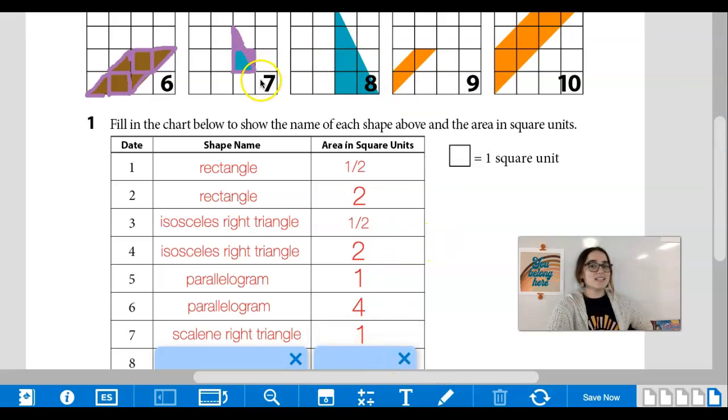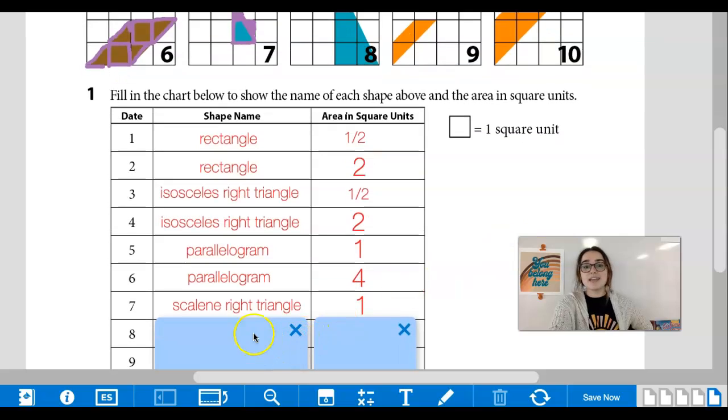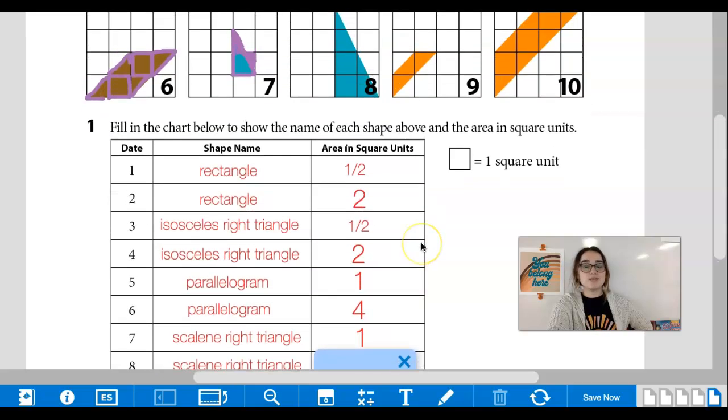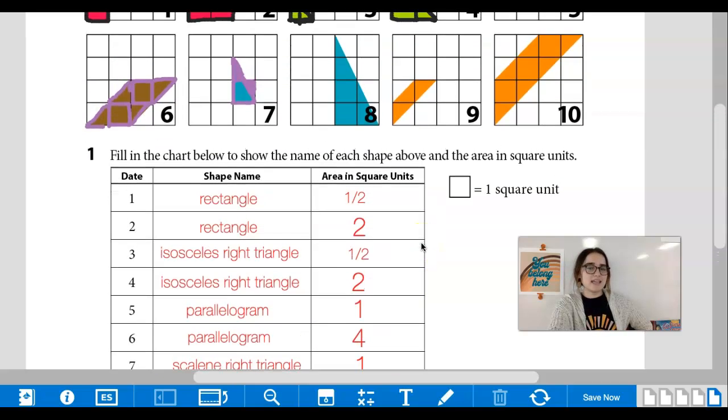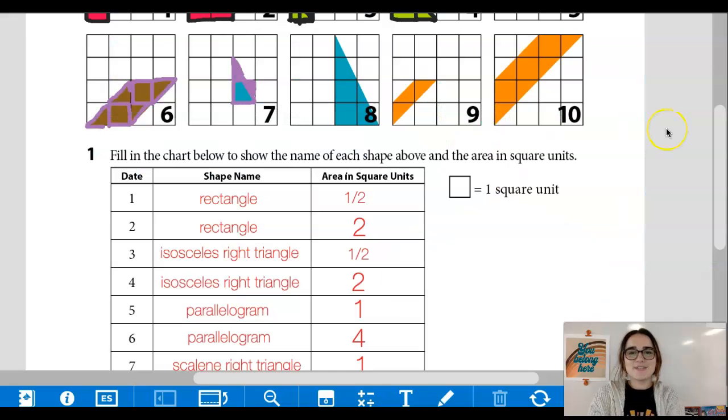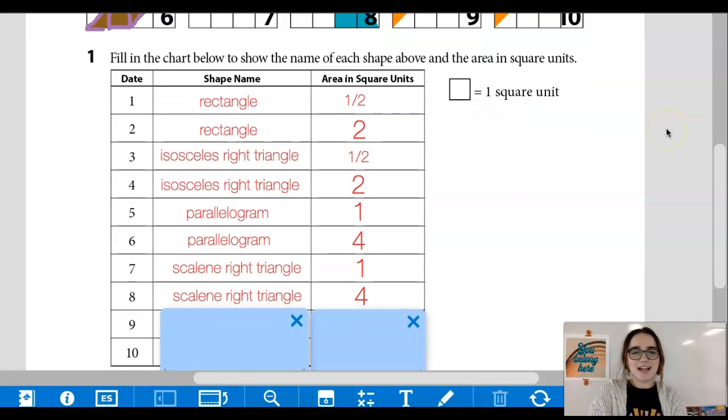Card number 8 is matching card number 7, so we've got that same shape name, the scalene right triangle. And I am going to give you a second to try and find the area of card number 8 of this shape. The secret emoji for today is an island. For shape number 8, you should have gotten an area of 4 square units.